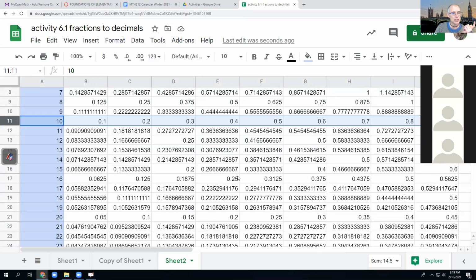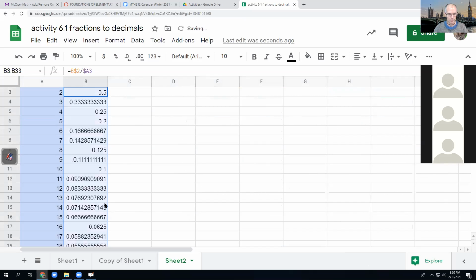What's another place that's easy to check? The 20ths. 20ths should be nice. They're half of the tenths. Right? Half of 0.3 is 0.15. Half of 0.6 is 0.3. Yeah, so those look good. So I'll repeat that again just for fun.